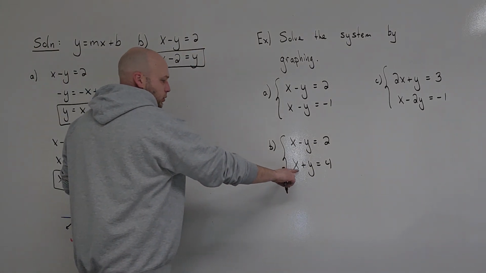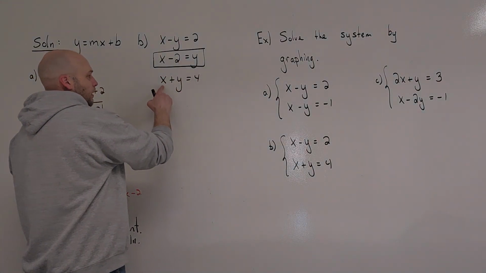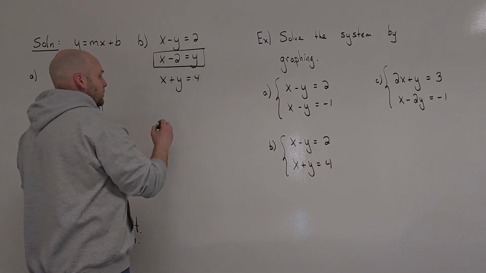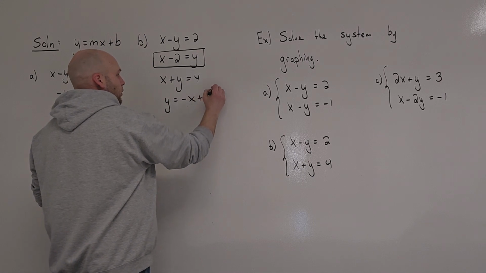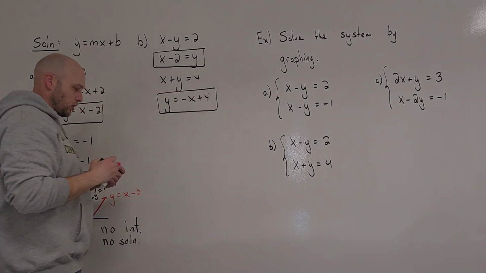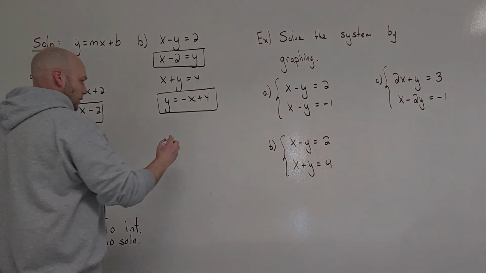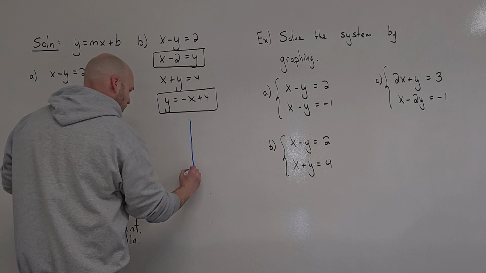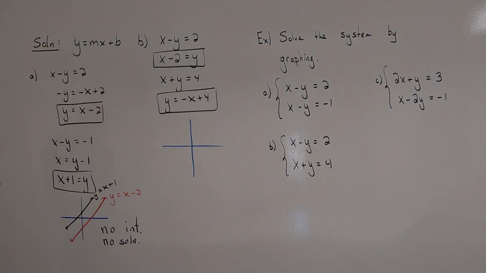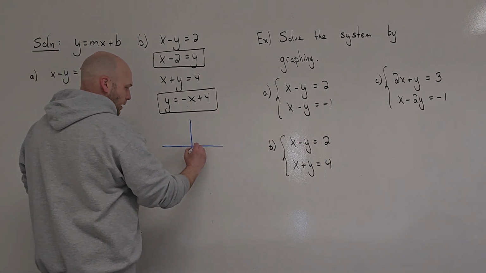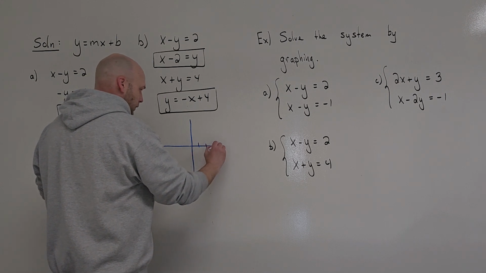And then I've got x plus y is 4. All I have to do to isolate y is subtract x to the other side, giving me y is equal to negative x plus 4, and this would be the second function that I have to graph. All right, let's take a look at that picture. Okay, this time let's put some tick marks in here for our graph. I'll go 5 units in each direction. So I've got 1, 2, 3, 4, 5.